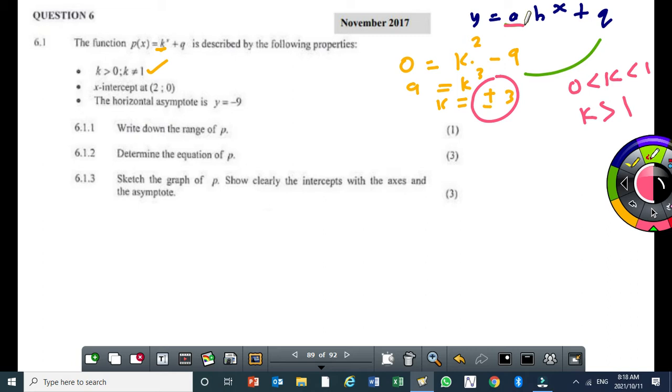The question itself is not straightforward about the value of k, but the good thing is it says that k is positive and k is not equal to 1. So I found that k is equal to 3, which means it's going to be an increasing function. Therefore, the asymptote y equal to minus 9 is going to be below the x-axis. I'll sketch it just now. Because of that, the minimum value in terms of the range is going to be just above minus 9. So when I write my range, I can just say y is greater than minus 9, where y is an element of real numbers.